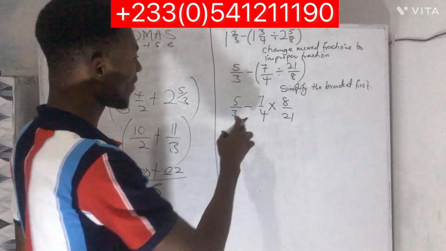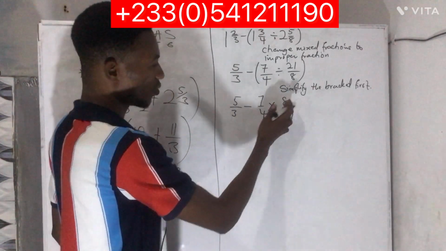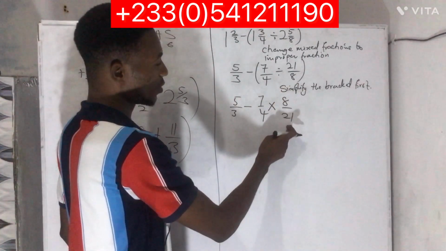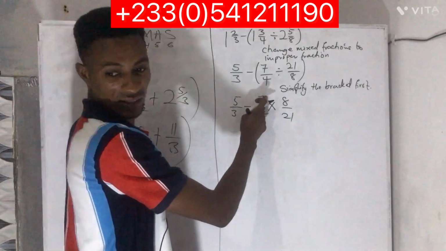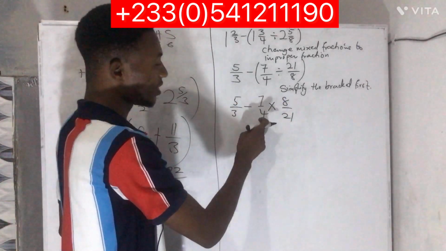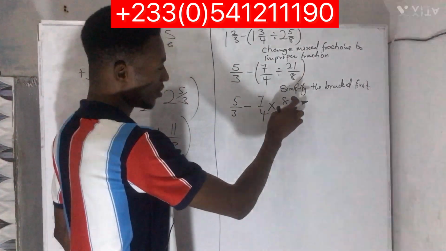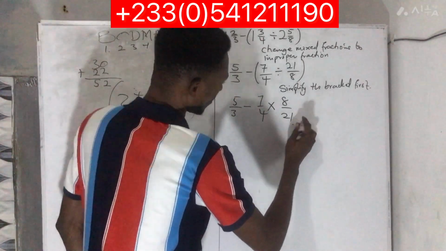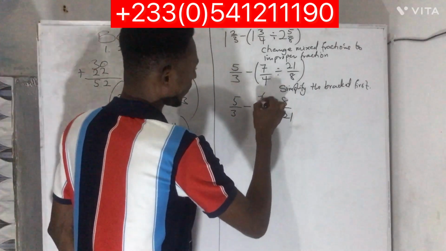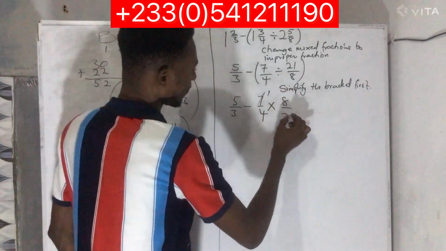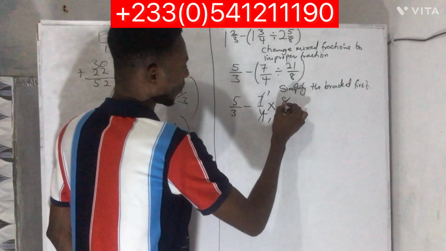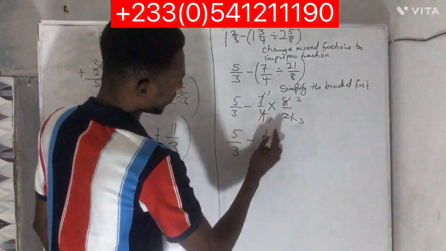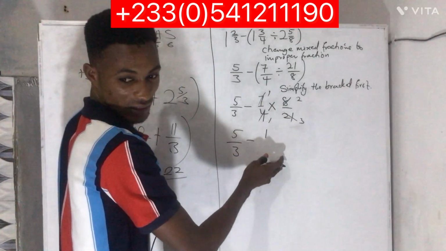Do you get it? Now, if you have anything that is common to the terms, let's say 7/4, 8/21, you will realize that 7 can go into itself once and can go here 3 times. 4 can go into itself once and go here 2 times. Do you get it? So we have here 7 will go here once, 7 will go here 3, 4 will go here once, 4 will go here 2 times. So we have what? 5/3 minus 1 over 1, right? It's still 1. Do you get it?